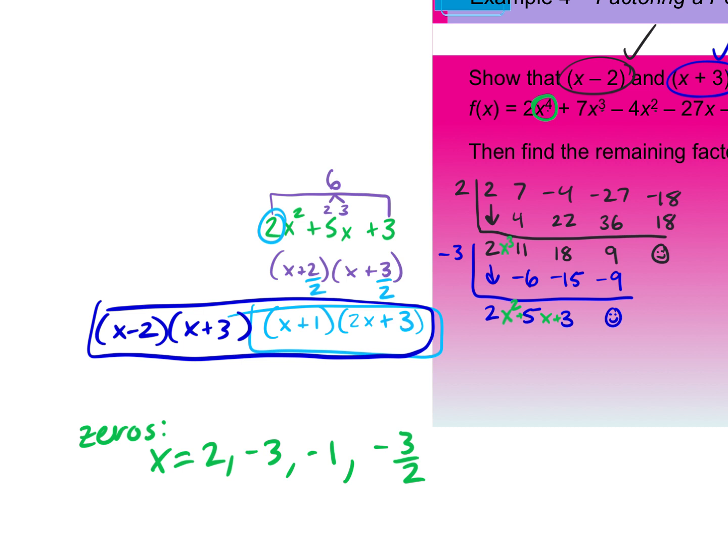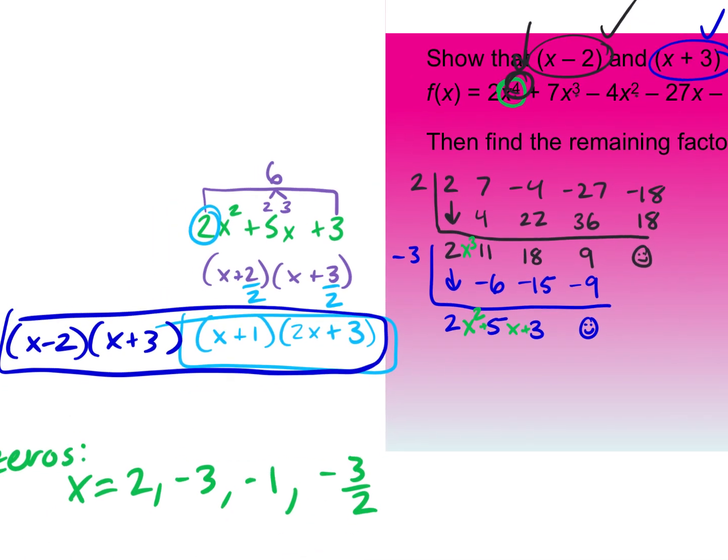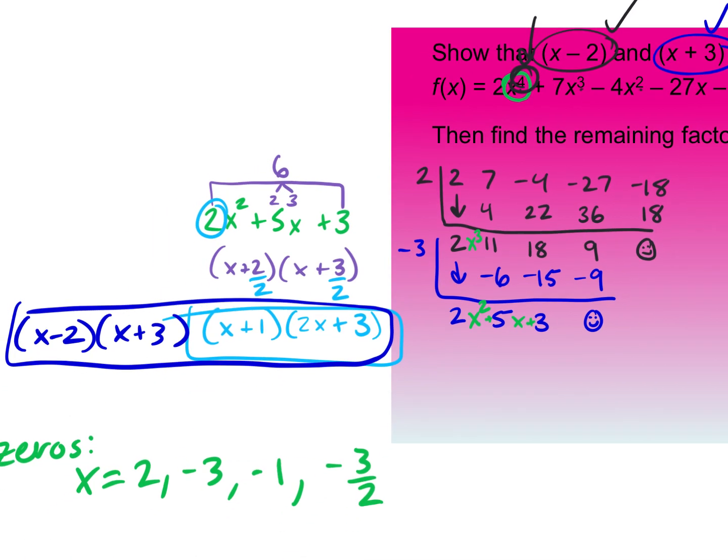And then we kind of talked about it in 2.1 and 2.2 a little bit. If we have x to the 4th power, we're going to end up with 4 zeros. We'll have 4 factors and 4 zeros. If you have x to the 3rd power, you'll end up with 3 factors and 3 zeros. So whatever your highest degree term is, that tells you how many factors you'll end up with.